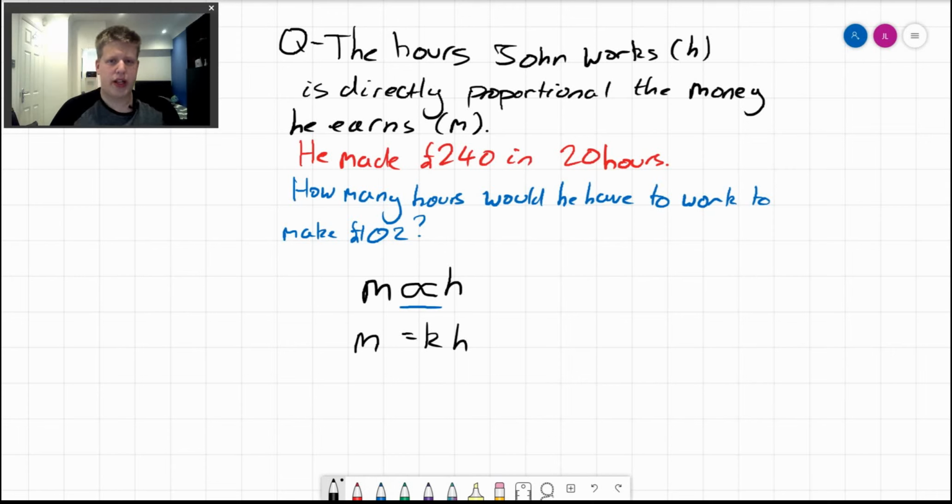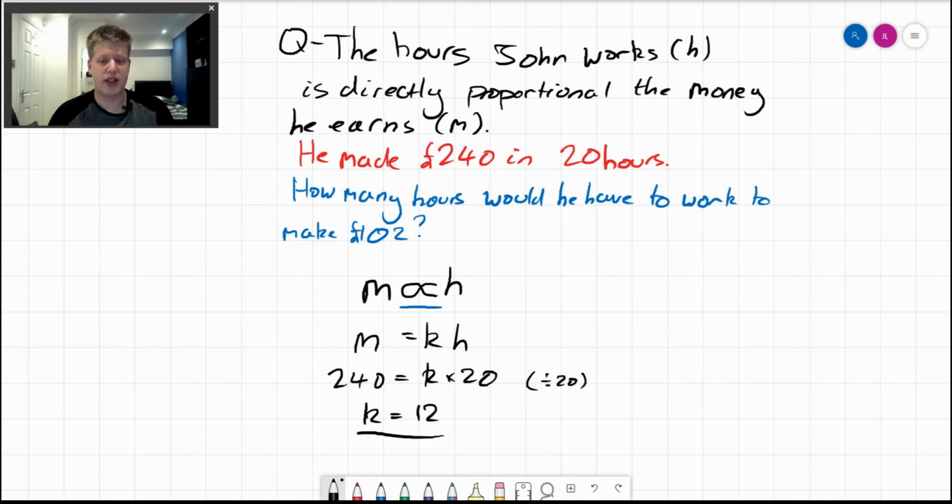Now we need to find out what the constant of proportionality is. So we know that he made £240 in 20 hours. So let's sub that into our equation. So we know the money is 240, and that will be equal to K times the number of hours, which is 20. Now let's just solve the equation. We divide both sides by 20, and we're going to get that K is equal to 12. So that's the first step.